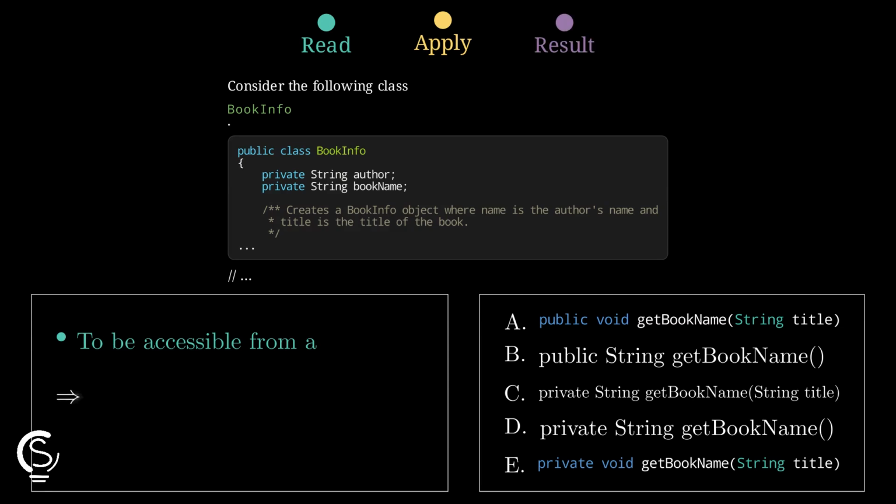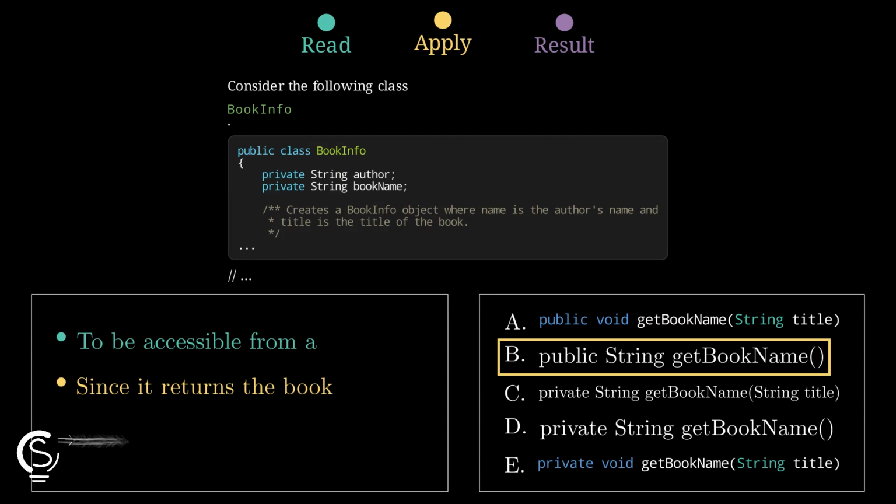An accessor method needs no input parameters. The parentheses should be empty, making option B the only perfect choice.